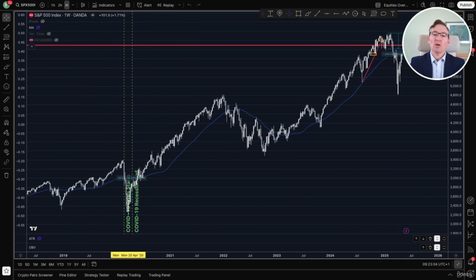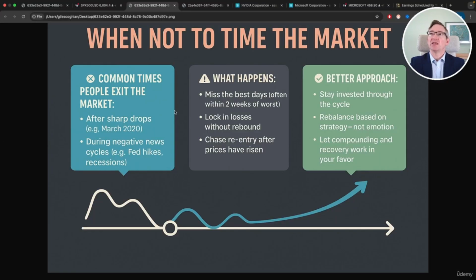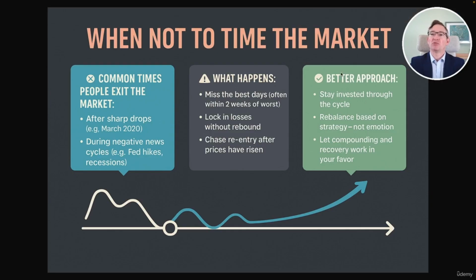Now, with that being said, it is a better approach for the long-term investor to stay invested through the cycle and to rebalance based on strategy. So maybe have a strategy to add into the market in those worst periods, and then let compounding and recovery work in your favor. It's a really good strategy, and has worked very well over many different markets for many different years.